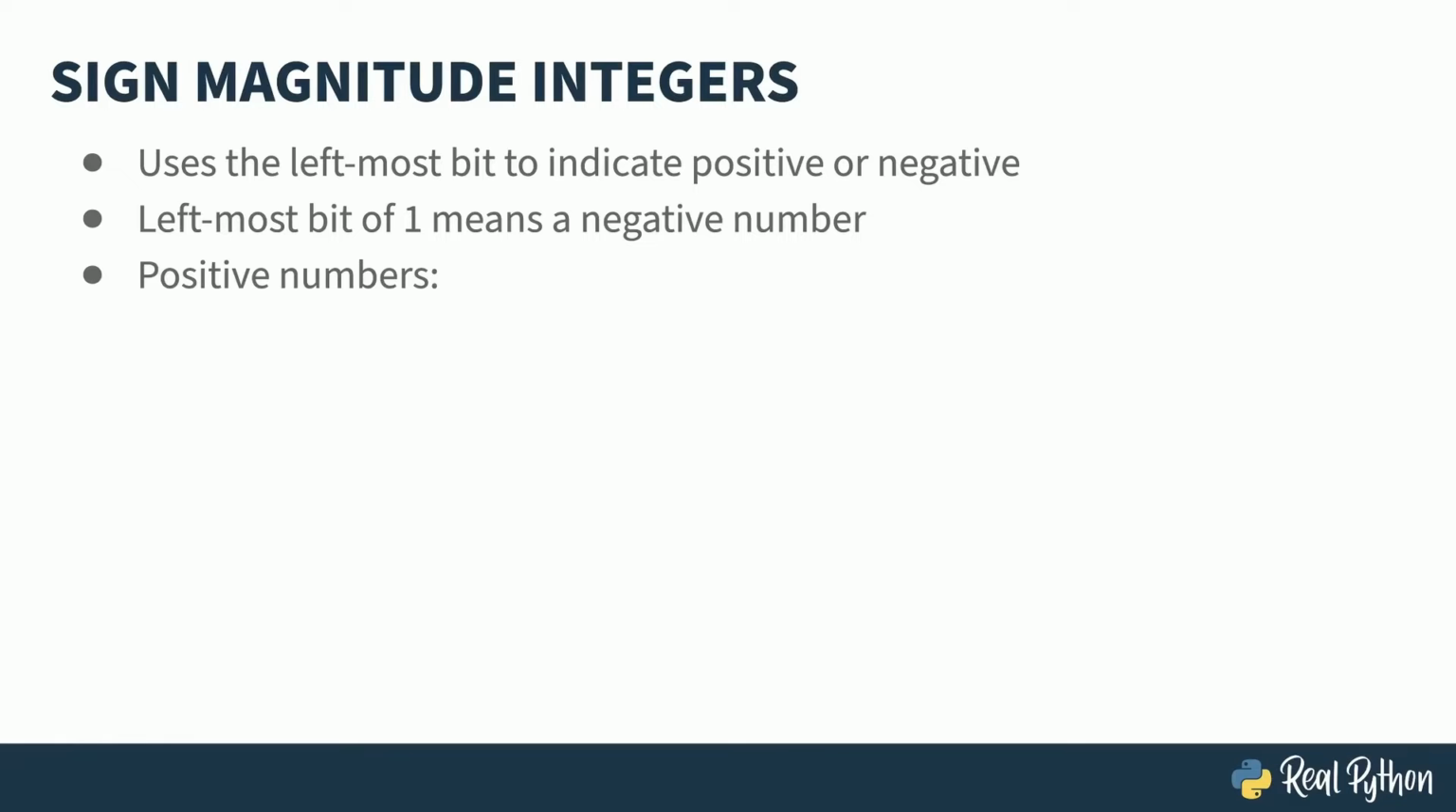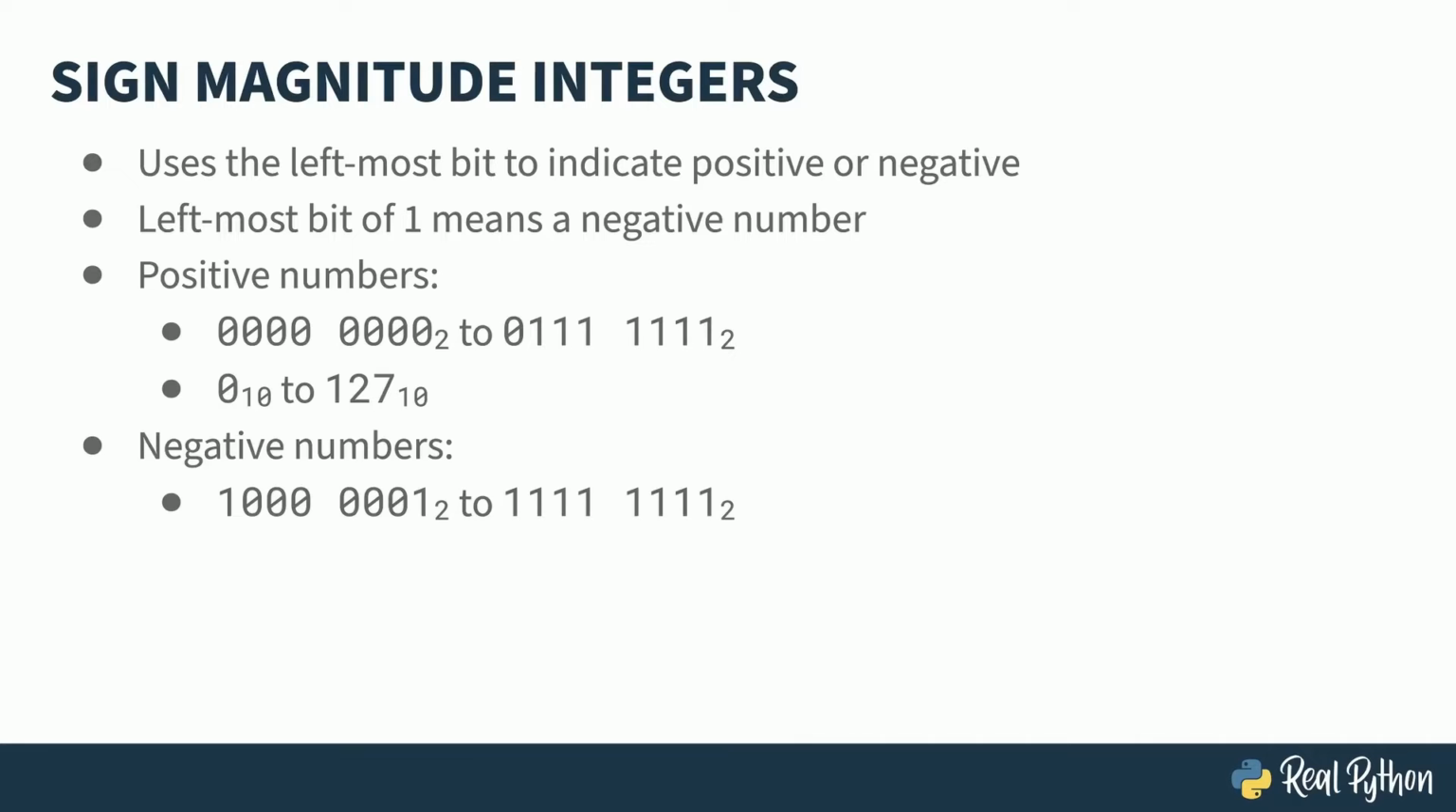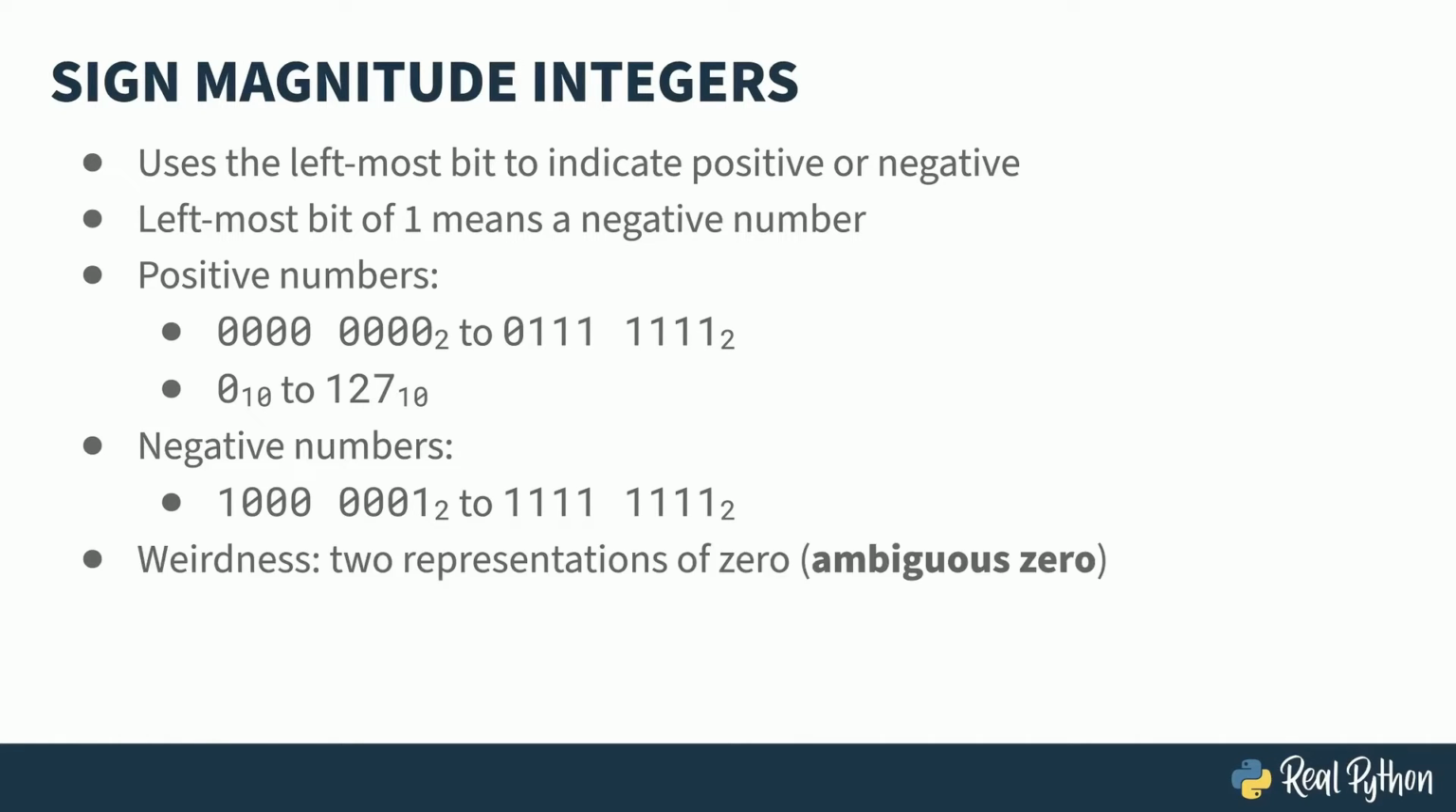Positive numbers for a single byte sign magnitude integer range from 0 to 01111111 in binary. The leftmost bit has to be 0 for the number to be positive. That gives you 0 to 127 in decimal. Negative numbers are the same, but with the leftmost bit set to 1. Well, that's a little odd. 1 and all zeros is 0, but with the sign bit set. This is called ambiguous 0. There are 2 different ways of representing 0 in sign magnitude representation.